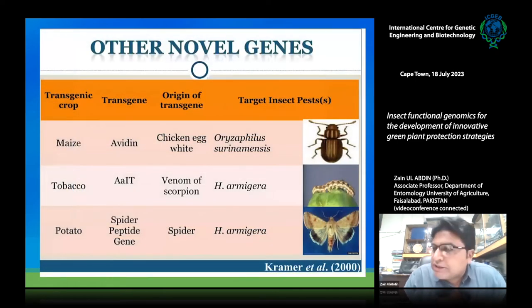In addition to that, a number of novel genes are there. They are extracted from venoms, which we call poisons. There is a gene in the venom of scorpions, and that particular venom gene is very effective against Helicoverpa armigera. Likewise, there is a spider venom. It is also responsible to protect potato plants against Helicoverpa armigera. These venom-based biopesticides, venom-based natural products, are becoming very famous because they are not neurotoxic in action. They have other novel modes of action, and they are very stable compounds. They are responsible to protect the plants against these notorious insect pests.